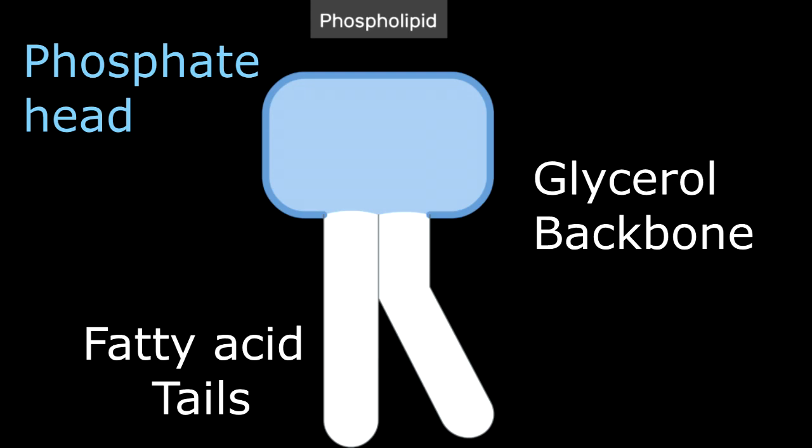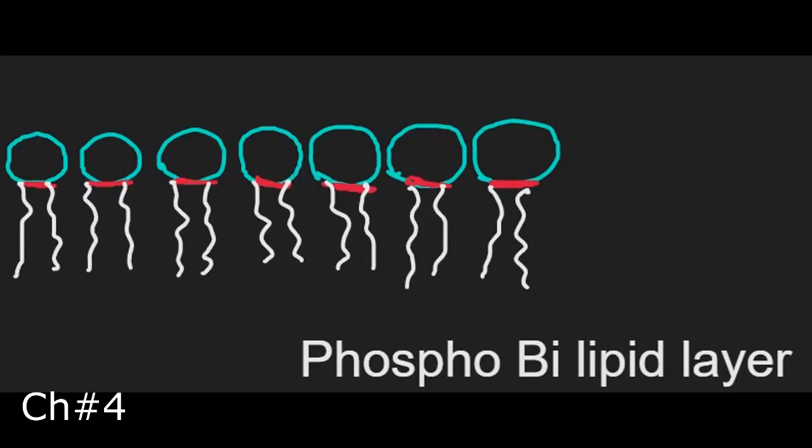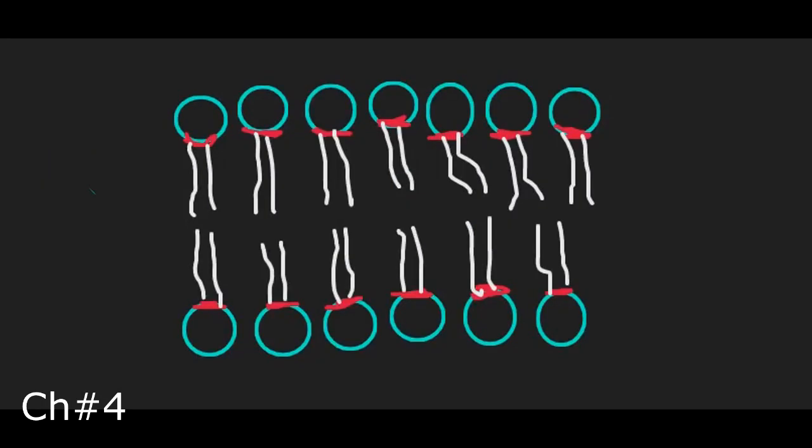Now I am turning to the next page to show you how phospholipid molecules are arranged in a cell membrane. Cell membrane is made up of a phospholipid bilayer, where bi means two. So now I'll show you the bilayer. This is how the phospholipid molecules are arranged in a cell membrane.